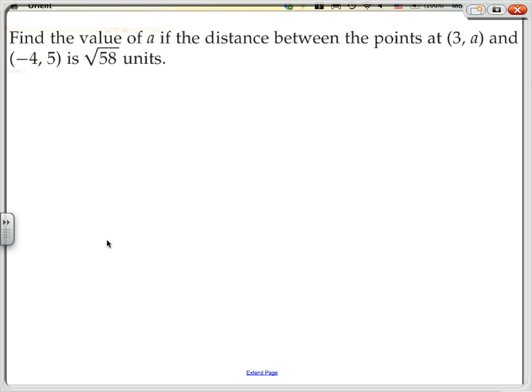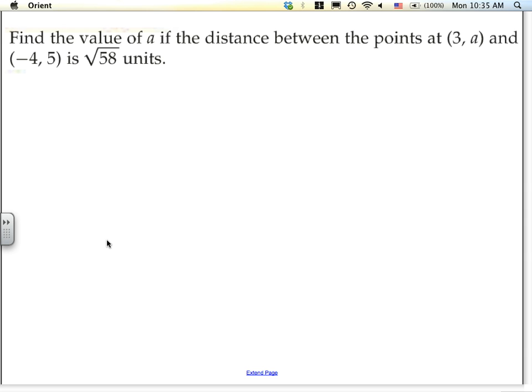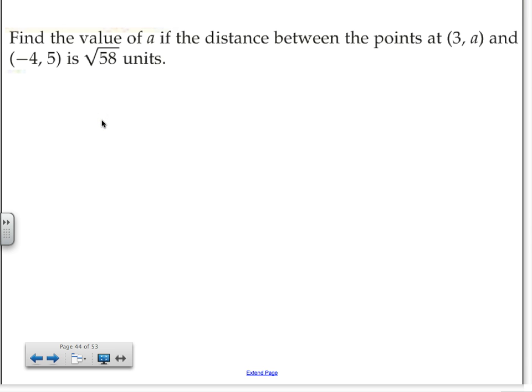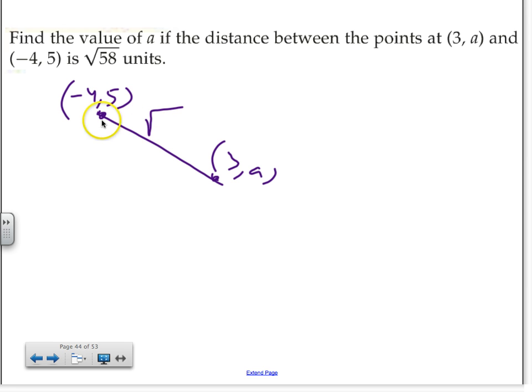Alright, so let's take a look at this right here. First of all, once again, I would definitely put up 2 points, just for reference. One point here is negative 4, 5. The other one is 3, A. The only thing I know right now for these 2 points is, what's the distance between the 2 points? Square root of 58. So at least that is already given to me. Is that correct?